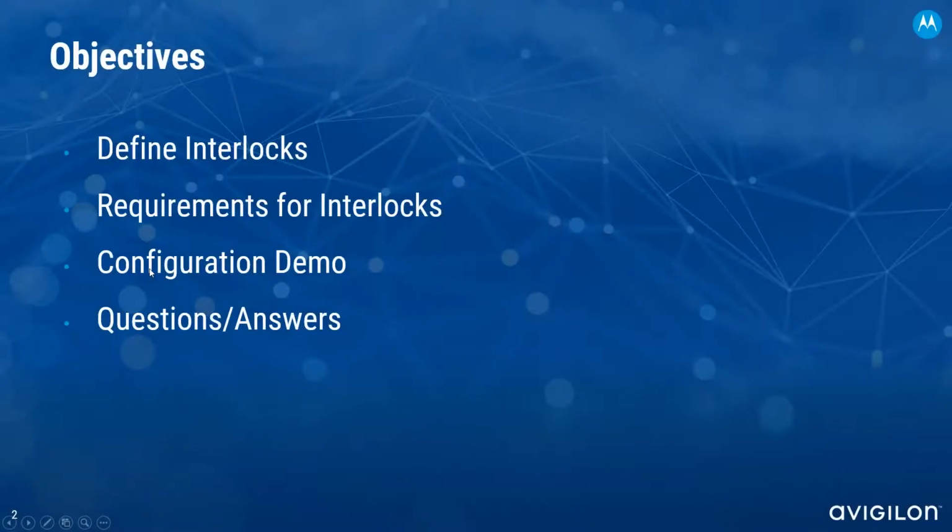Okay, so objectives for today, we're going to define what interlocks are, and specifically we're going to focus on the definition of interlocks within ACM. I'm going to talk about the requirements to actually configure interlocks within ACM. Then I'm going to go into a demo. In that demo, we're going to talk about how to set up an interlock or man trap type scenario. And then finally, we'll close out with some questions and answers.